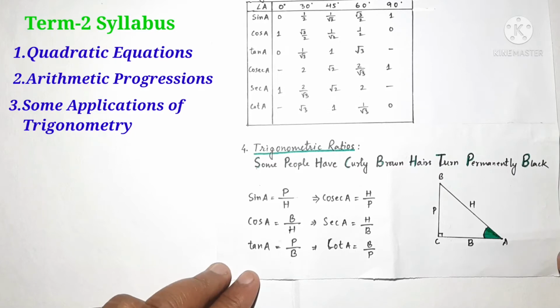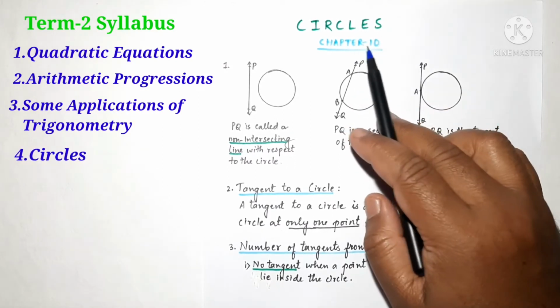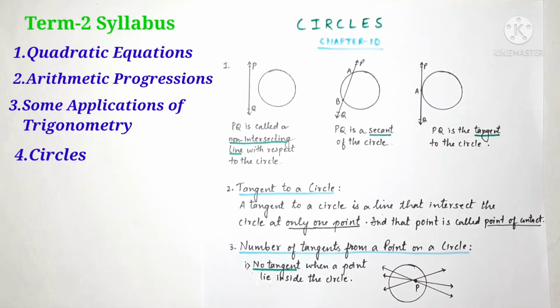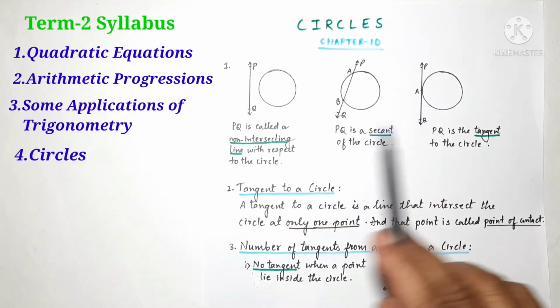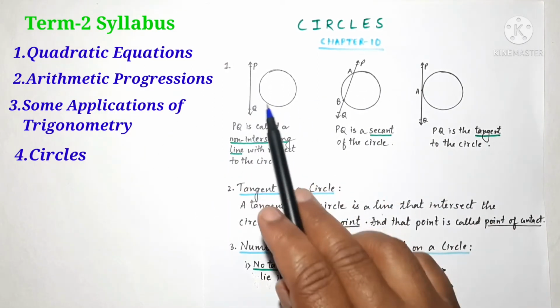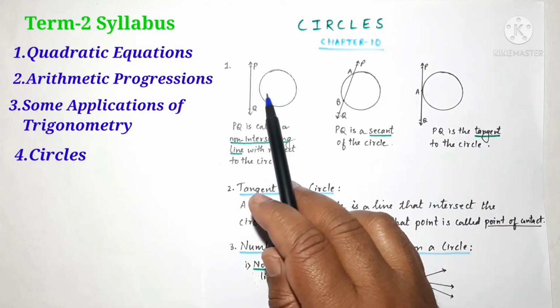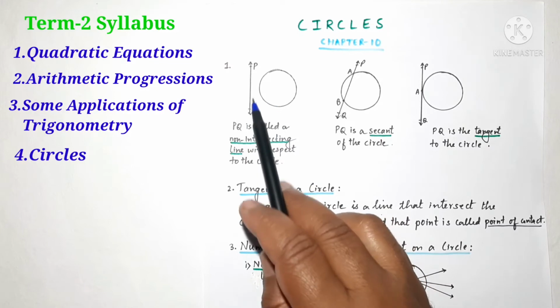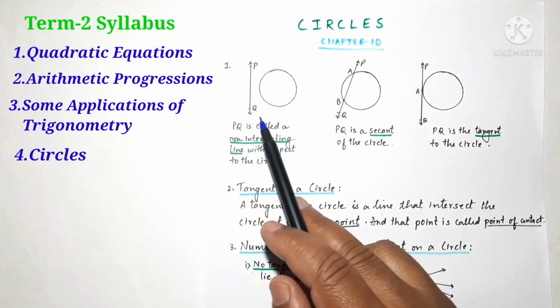Now let us see the next chapter of your syllabus. The next chapter in your syllabus is circles, chapter number 10. Let us see what you have to study in this chapter. First, look at this picture. You will see a line in three different pictures. Now in the first picture you see the line is just outside the circle. So this line is called non-intersecting line with respect to this circle.